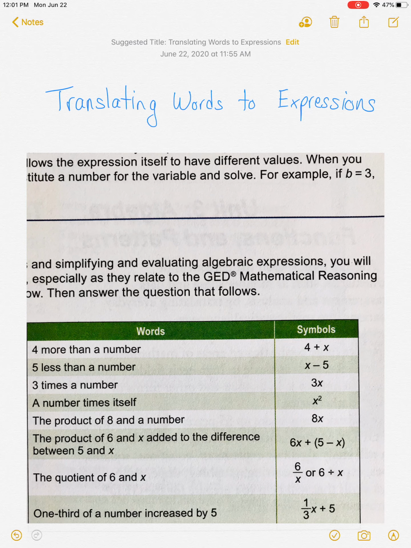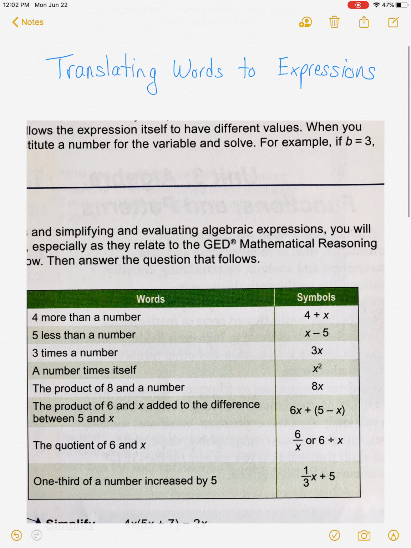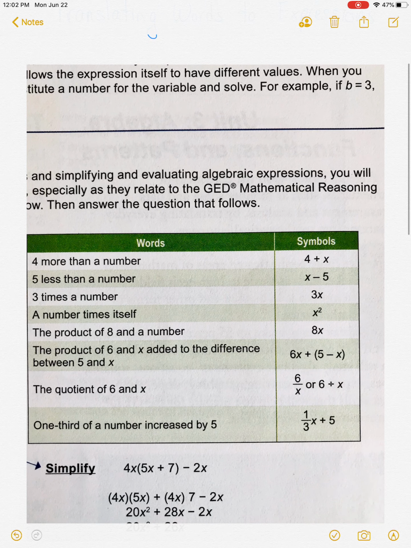But we still have to deal with how do we make words and phrases and sentences into numbers? How do we make them into algebraic expressions and equations? So that's what we're going to focus a little bit on today. This first thing here that you see is a picture right from the textbook. Most of these are self-explanatory if we think about them outside of a math context.